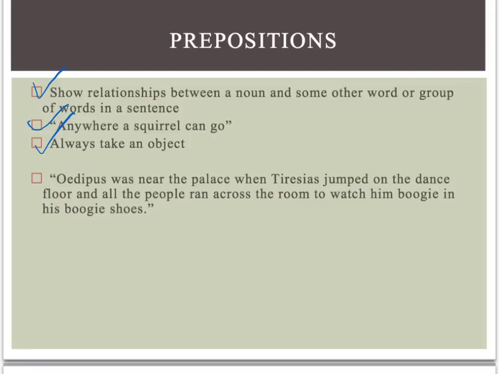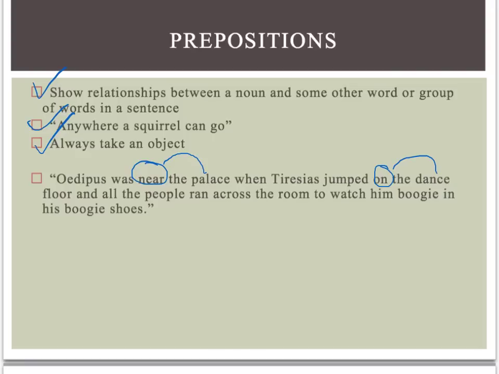Here's the first one. Oedipus was near the palace. The object of that preposition is palace. That preposition is expressing to us where in space Oedipus was in relation to the palace. The next thing that happens is Tiresias jumps on the dance floor. He doesn't jump near the dance floor. He doesn't jump through the dance floor. He doesn't jump behind it. He jumps on it. So that preposition is there to illustrate the relationship between Tiresias and the dance floor.